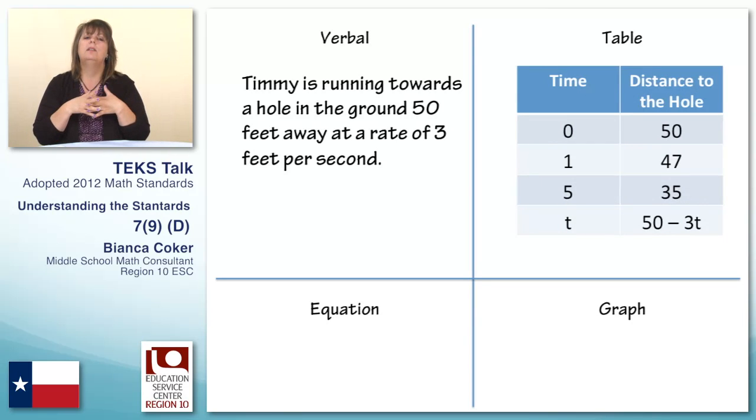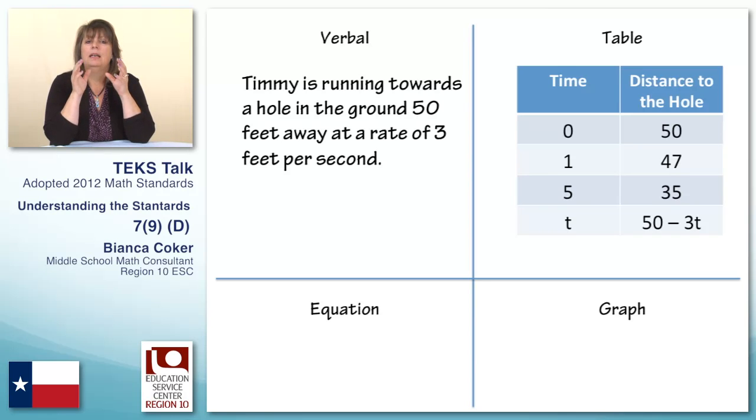So at time 0, Timmy is still 50 feet from the hole. Yay! After a second, Timmy's run 3 feet closer to the hole. So now he's 47 feet from the hole. Fast forward 5 seconds. Timmy's run 15 feet closer to the hole. He's now 35 feet from the hole. Lassie needs to hurry, right?